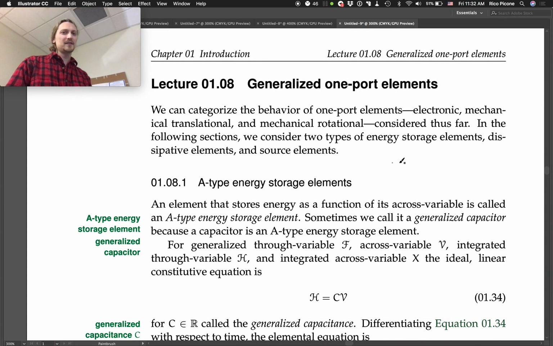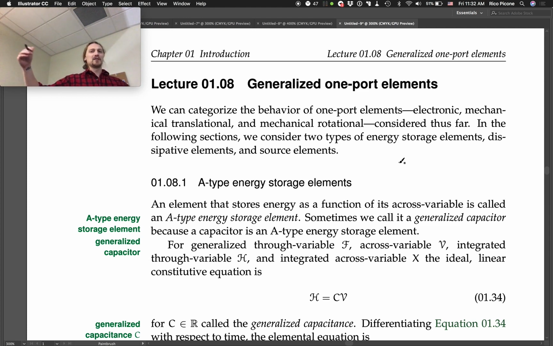Lecture 1.8, Generalized one-port elements. We can categorize the behavior of one-port elements: electronic, mechanical, translational, and rotational, considered thus far. In the following sections, we consider two types of energy storage elements, one type of dissipative element, and two source elements. So in the last lecture, we generalized the variables, right?